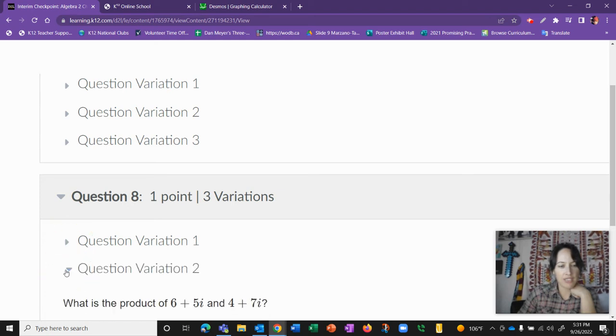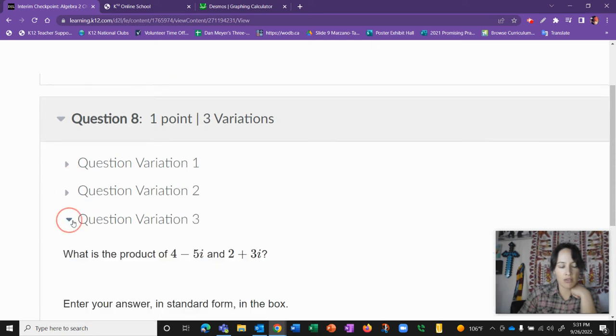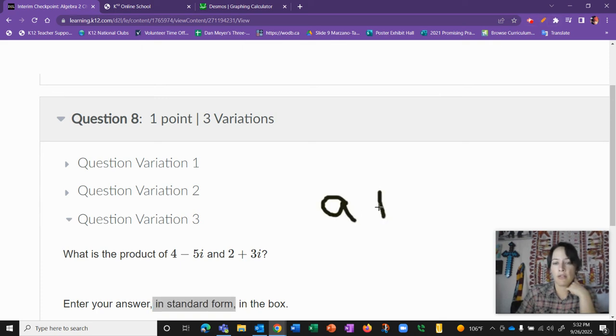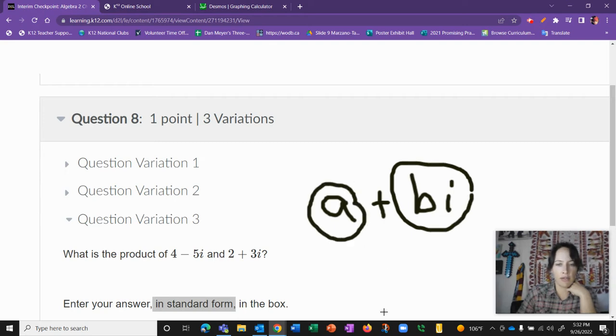Okay. What is the product? Vocabulary word: product means multiplication. Standard form. I'm glad we scrolled down. Standard form is this. You put the real part first, a, then you put the imaginary part second, plus bi. This entire thing is the imaginary part. This entire thing is the real part.